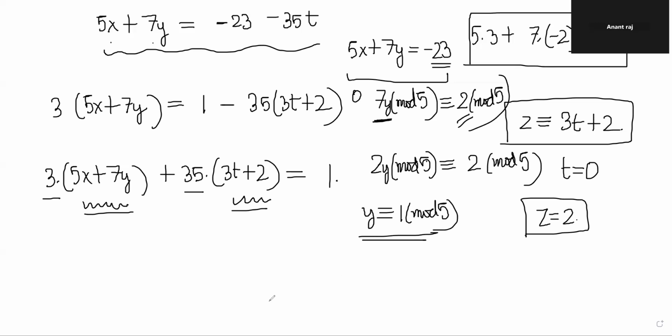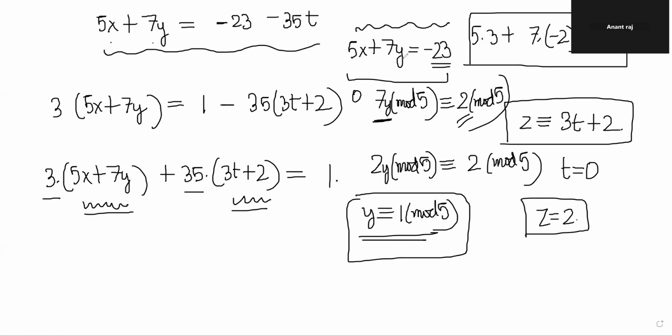Do you understand what I'm saying? y should be congruent to 1 mod 5. So we have a hint right now about what it should be. It could be 6, for example. It could be 11, right?